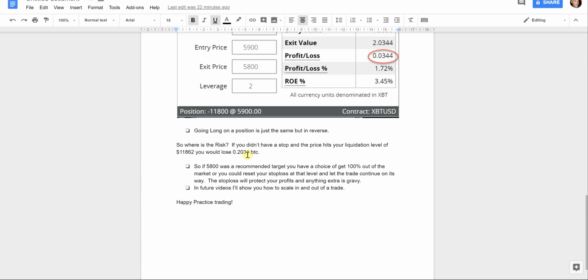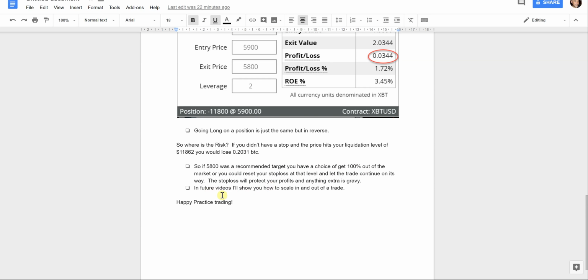All right, now a little add-on to this. So if 5,800 was the recommended target, you have a choice to get out 100% of the market, or you could reset your stop loss at that level and let the trade continue on its way. The stop loss will protect your profits, and everything else is gravy.